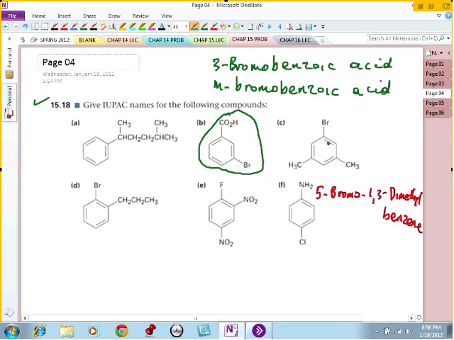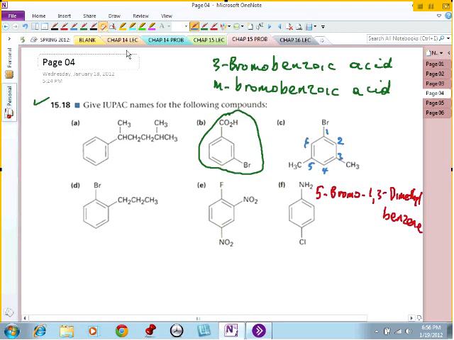Whenever the numbering will be the same regardless of where you start, then you have to take account of the alphabetical order. In this case, any one of them could be 1, 2, and 3. But because bromine here takes priority over the methyl, so this has to be 1, and then this becomes 2, 3, 4, 5, and 6.